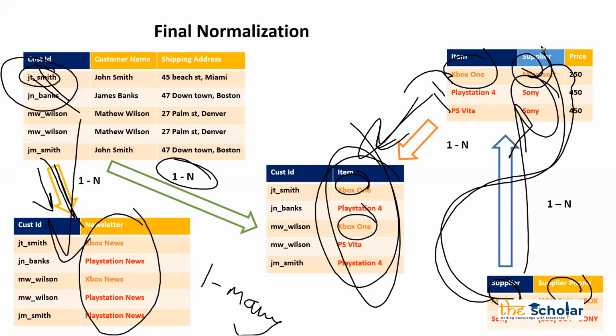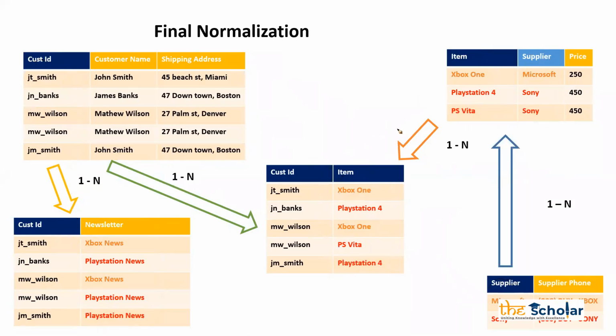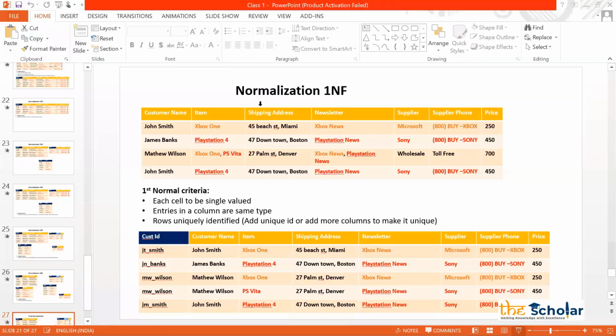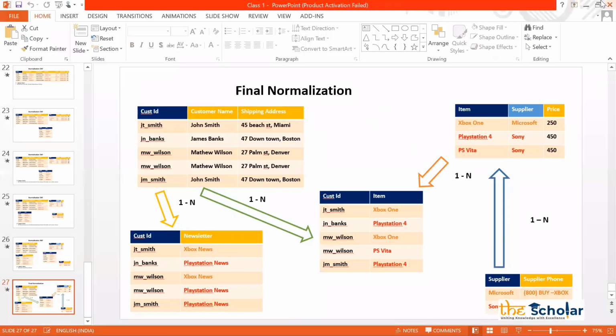You will see there will be some many to many relations also, and one to one relations also. We'll see that in the future classes. But as of now, all the relations here are one to many. All right. So that is what entity relationship is all about. Now, this is what normalization is about.